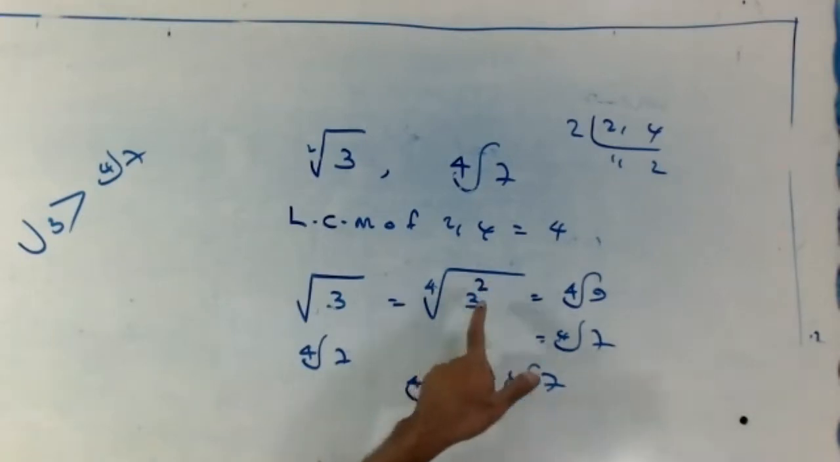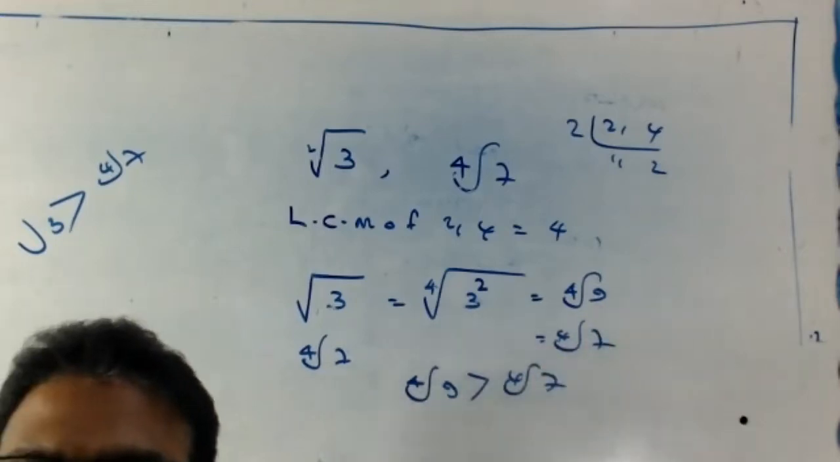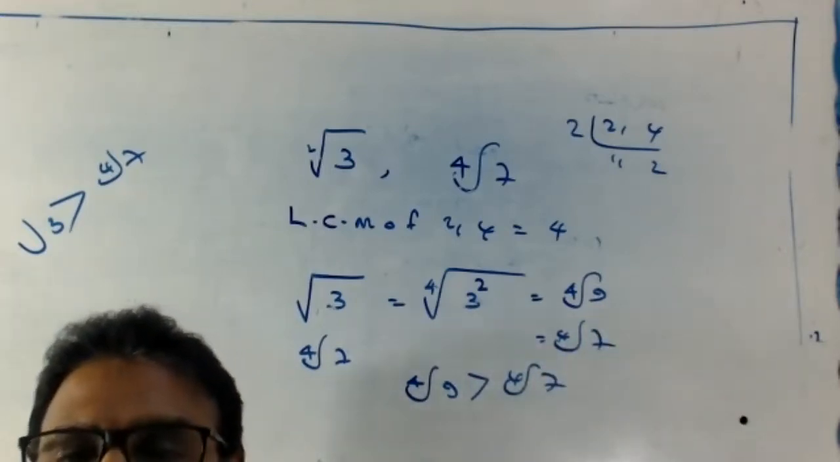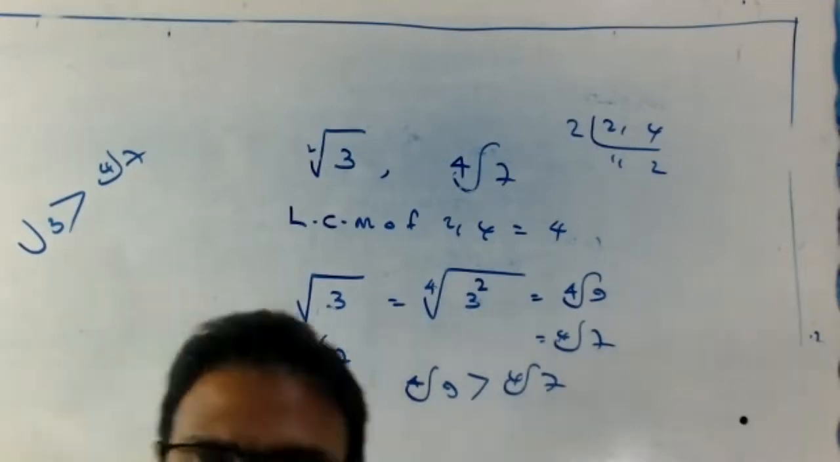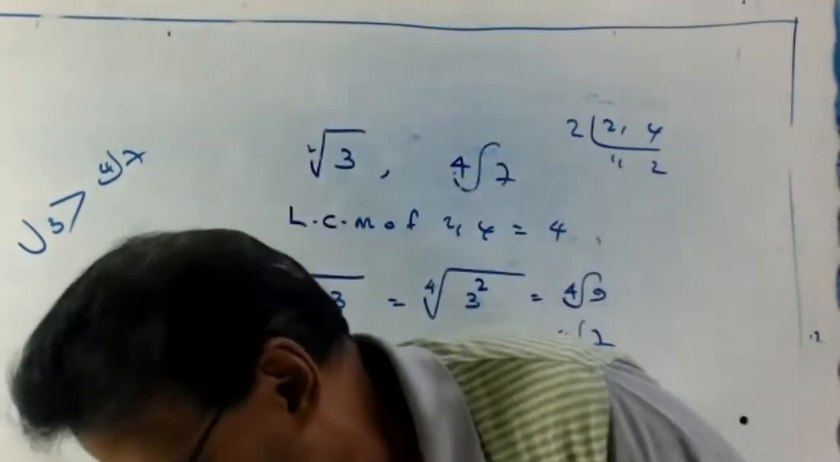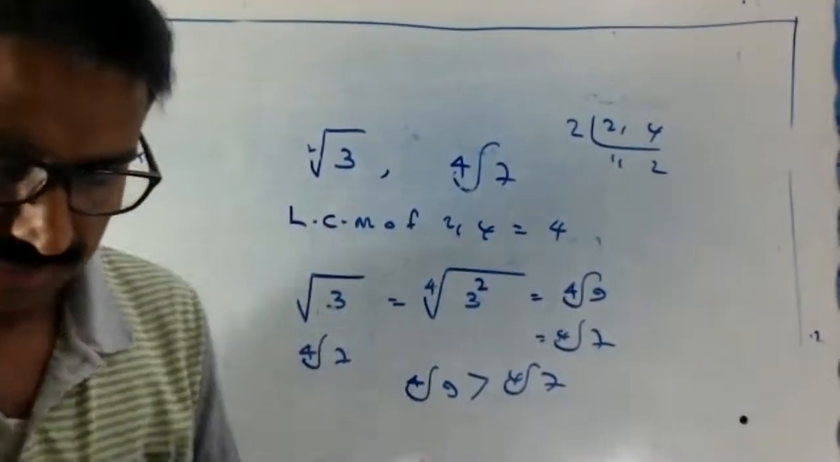3 square is what? 3 square becomes 9. Okay. I'll show. Don't write now. Don't write. I'll explain 2, 3 questions. Then you can start. Okay. Another question.